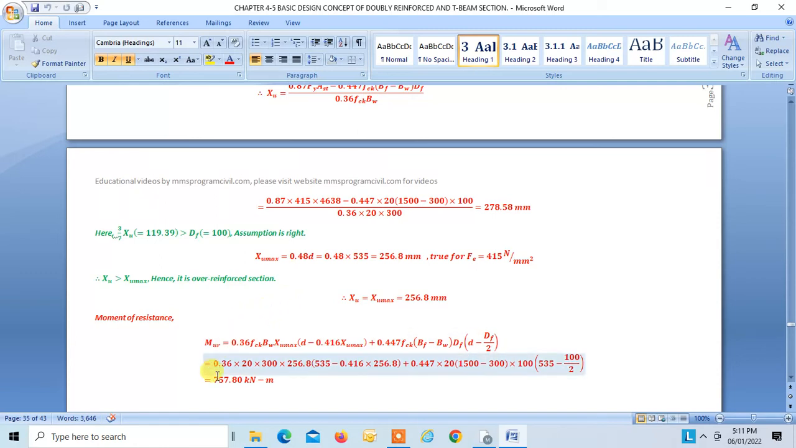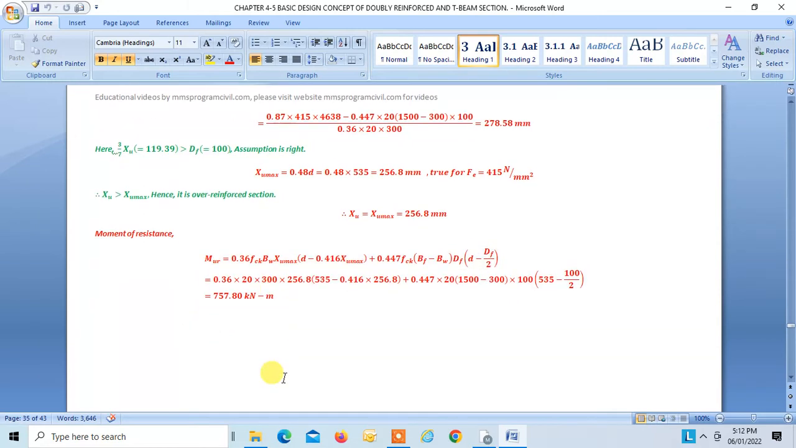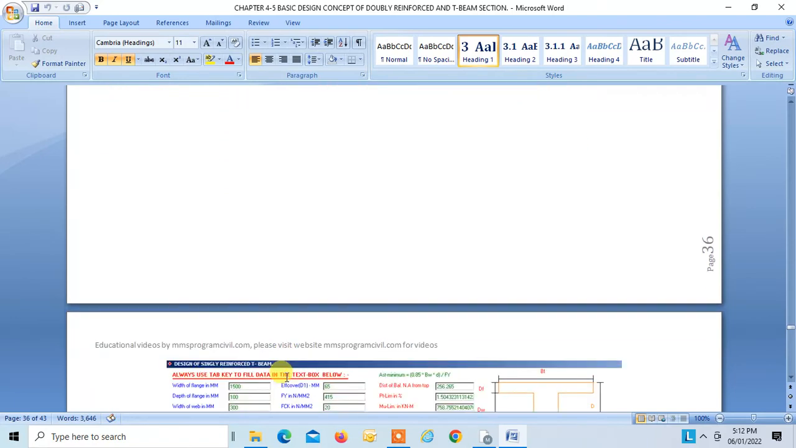Simple. Over here, I have just calculated MUR limit, that is assuming X is equal to XU max, right? So C into lever arm plus C1 into lever arm. This is how we get 757.8 is your MUR limit. Okay, that is moment of resistance of the balance section.